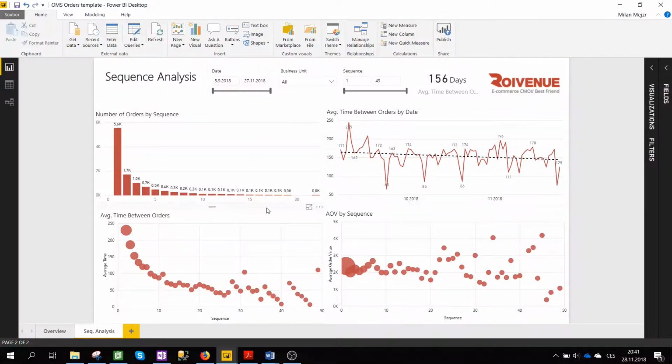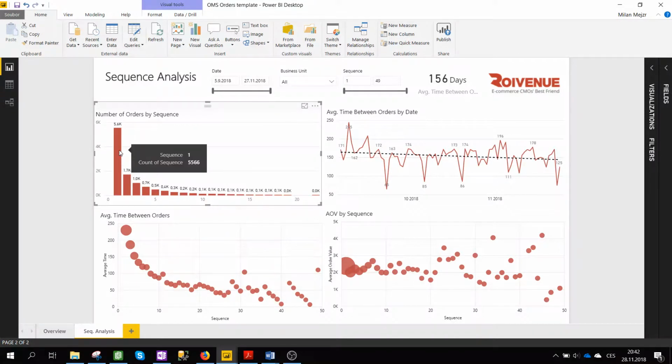Then we have a lot of visuals here. Let's start with this one, which is number of orders by sequence. So as I said, sequence 1 is the first order of customers, of users. So it's the highest one and it goes lower and lower, which makes perfect sense. So in this case, we can say that most orders in our data set are made by first purchase.